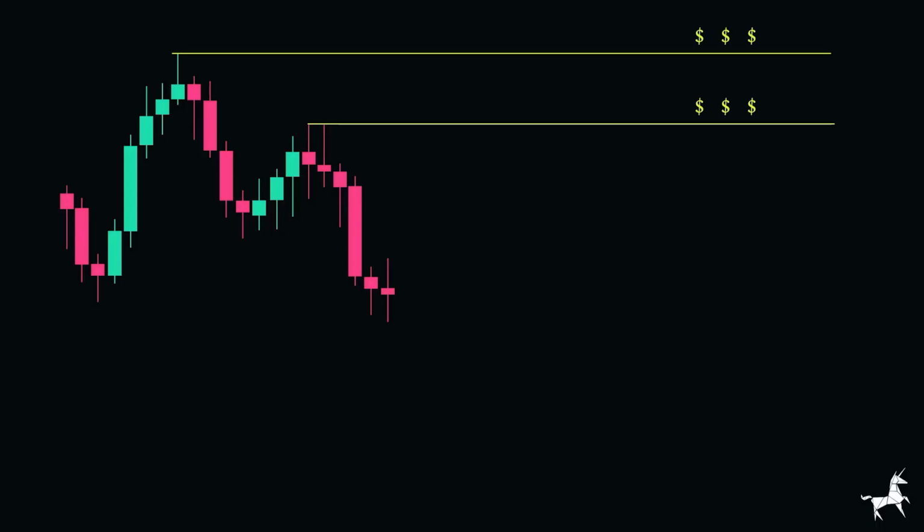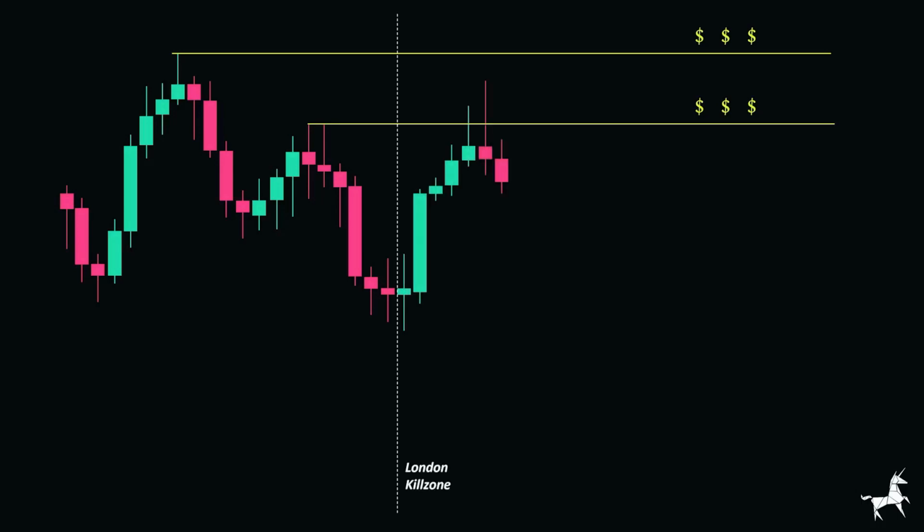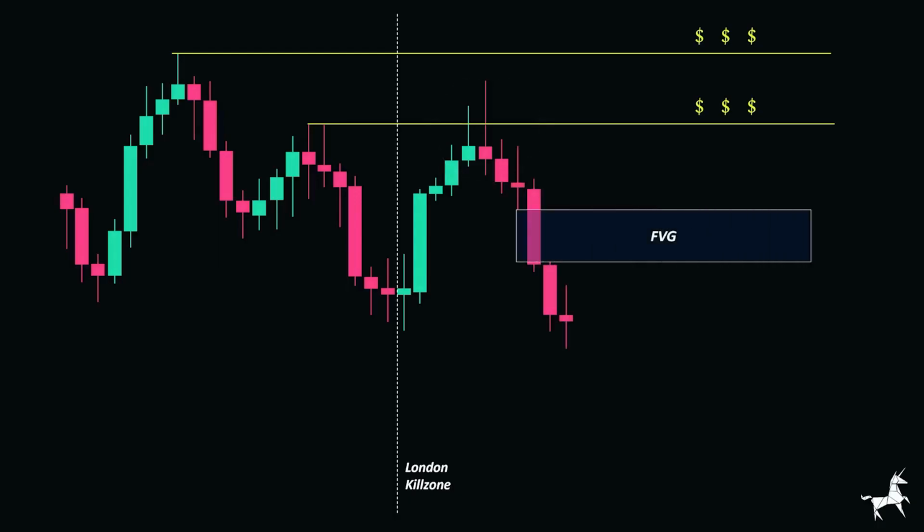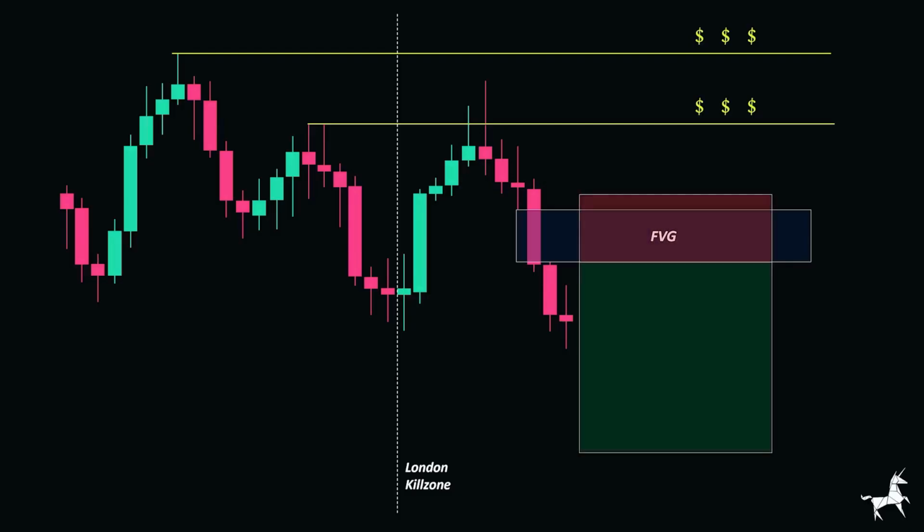Next, when the London Killzone begins, wait for the price to reach one of these liquidity levels and form a liquidity grab pattern. This usually happens when price briefly moves above the level, taking out stops before reversing. After the liquidity grab, wait for the market to create a fair value gap. This imbalance will act as our point of interest. To execute the trade, place a sell limit at the beginning of the gap, set your stop loss above it, and target the next liquidity level below the price.